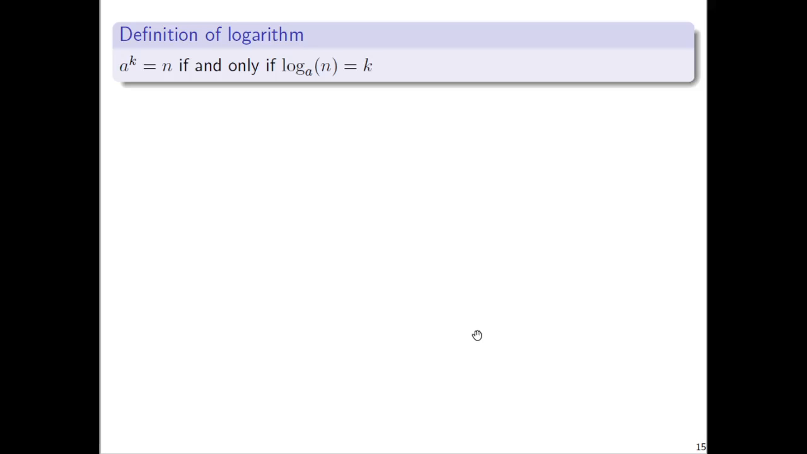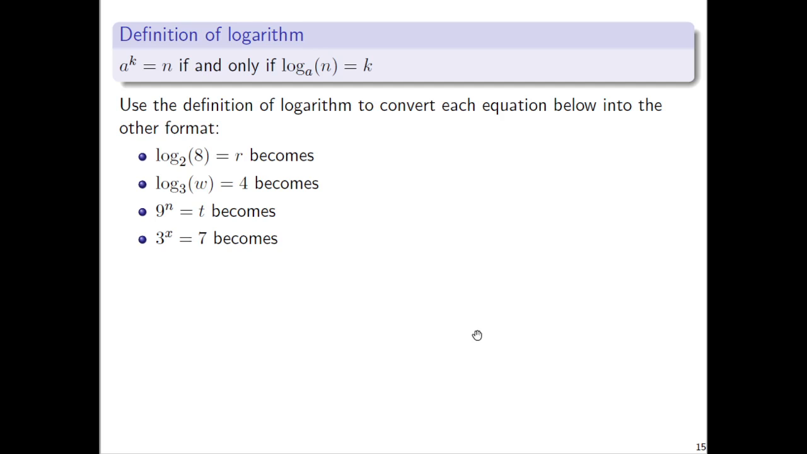Okay, here again at the top for reference is one way we have stated the definitional logarithm. Now, use the definitional logarithm above to convert each of these equations below. So take a look at log base 2 of 8 equals r. Does that look more like this side of the if and only if or that side of the if and only if? Whichever side it looks like, convert it to look like the other half of the if and only if.